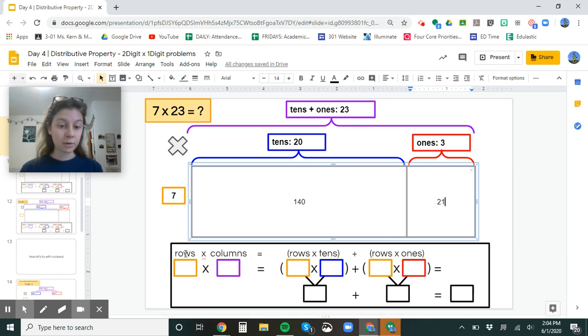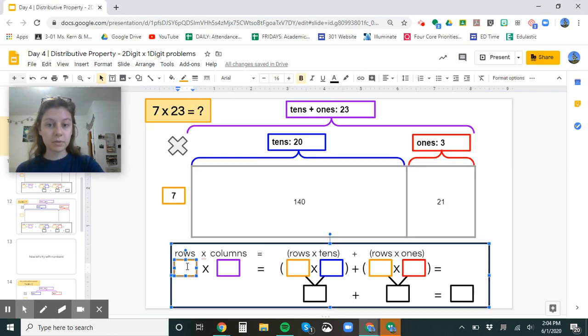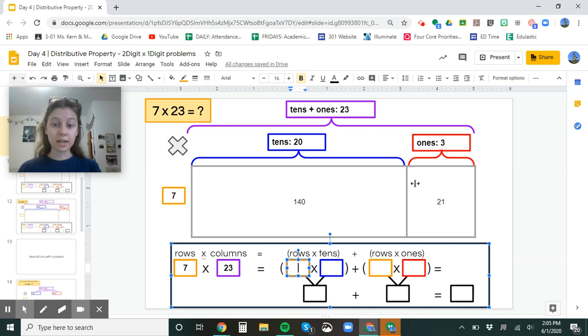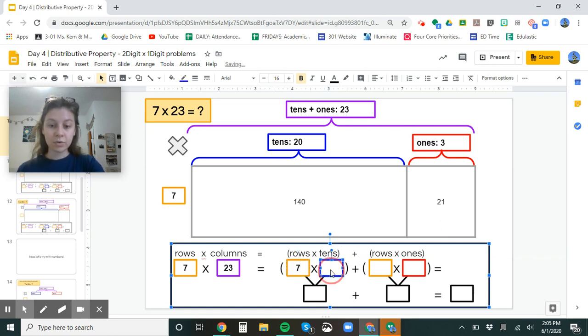So I have my rows times columns, which is going to be my main multiplication problem. So 7 times 23. Now I'm going to break it down into smaller multiplication problems, just like I did with the 2 parts of my area model. So my rows is 7 still, and I'm going to multiply that by my tens, which is 20. And I already found out that that equals 140. So I'm going to put that here.